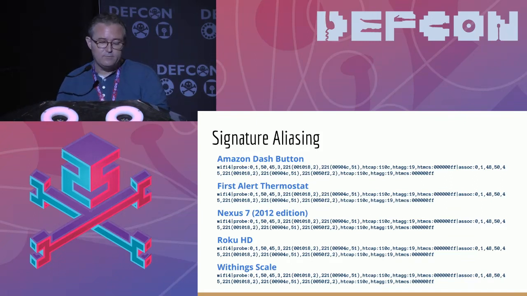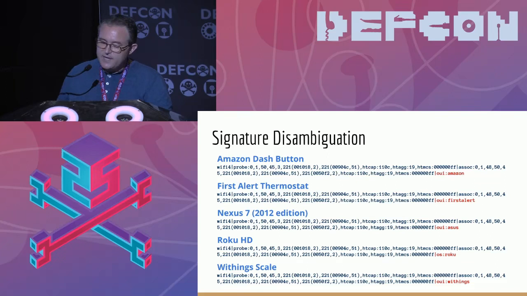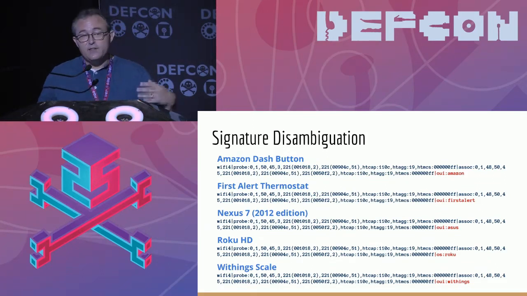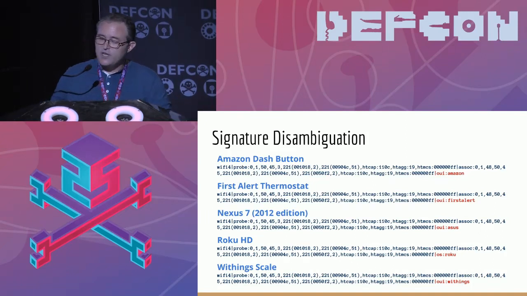and a Withings scale. In most cases like this, we distinguish them using the upper 24 bits of the MAC address, which is an organizationally unique identifier. OUIs are assigned to the manufacturer, and adding the OUI as a qualifier can distinguish similar devices from different manufacturers which have the same signature.